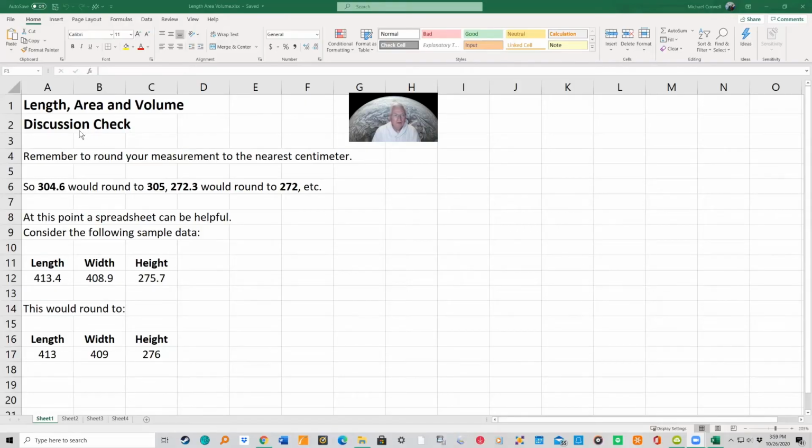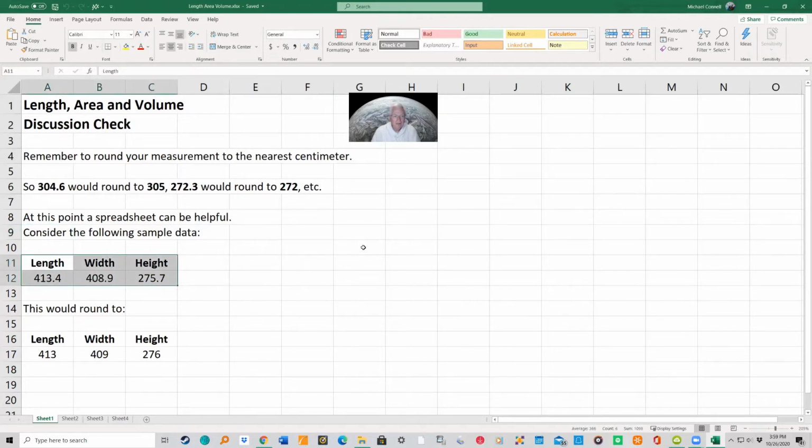So first of all, remember to round your measurements to the nearest centimeter. And it turns out the spreadsheet could help you do this, but you need to remember that when you do something like this, 304.6, well, that would round up, wouldn't it? 272.3 would round down, and so on. I find that spreadsheets are very useful, even at this level. Let's consider the following sample data.